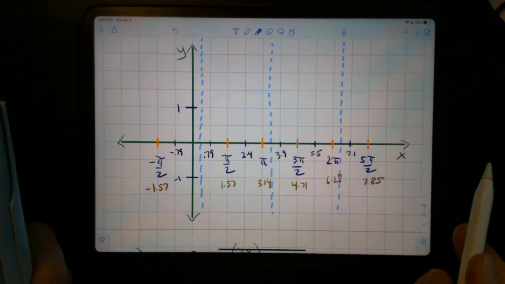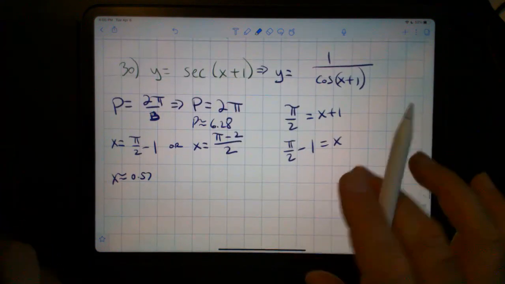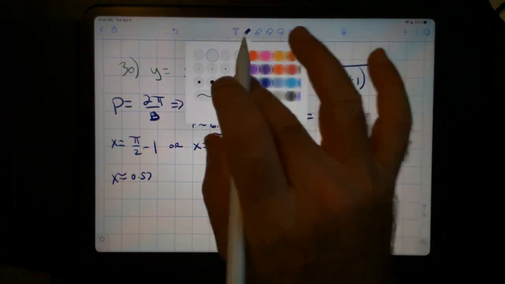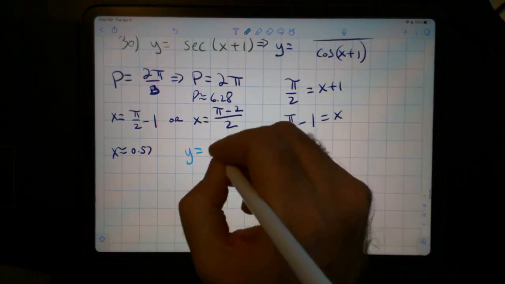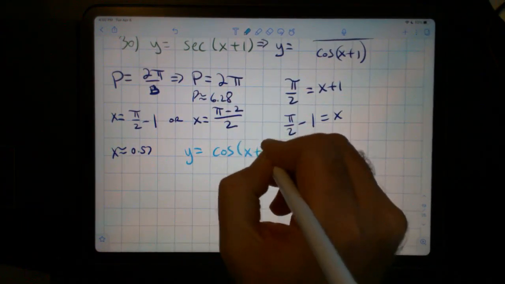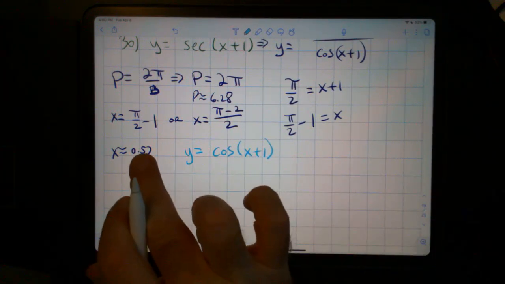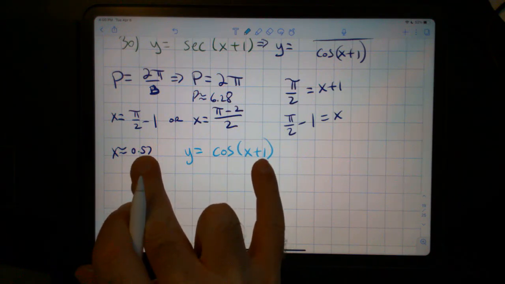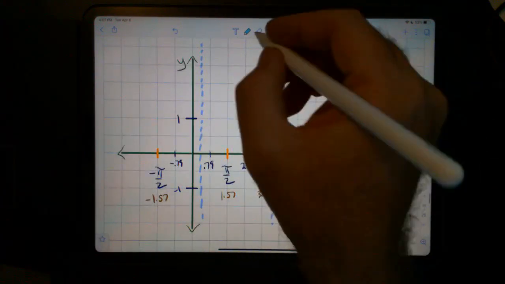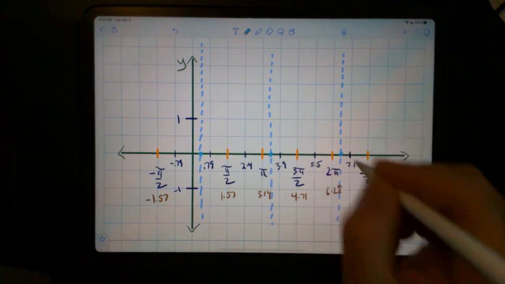Okay. Then we kind of squint our eyes and we graph something that looks like y equals cosine of x plus 1. So we had already established that when x is 0.57, 0.57 plus 1 is pi over 2. Cosine of pi over 2 is 0. So this will cross the axis here, here, and here.